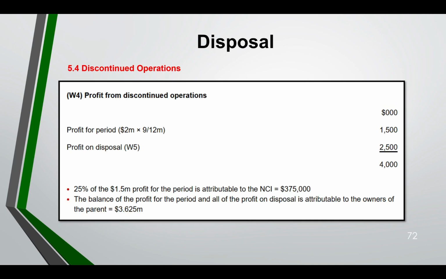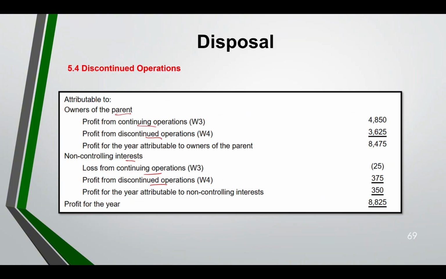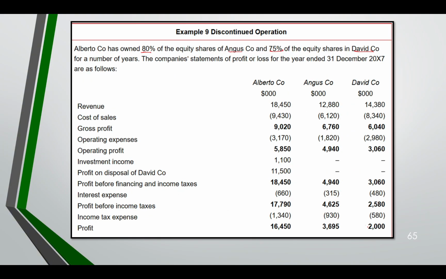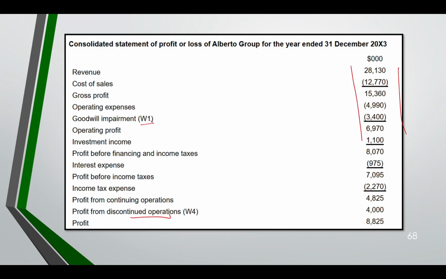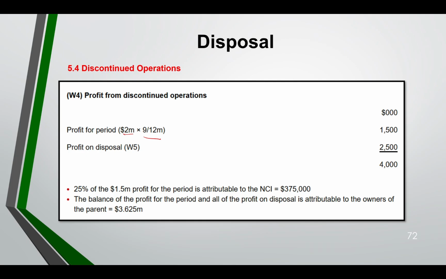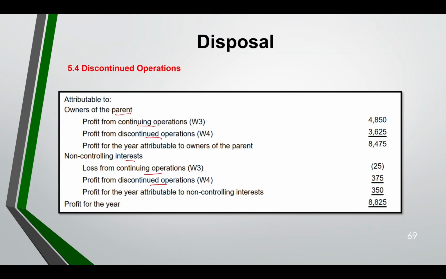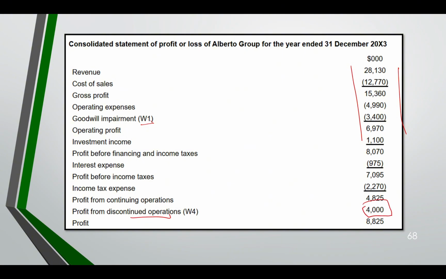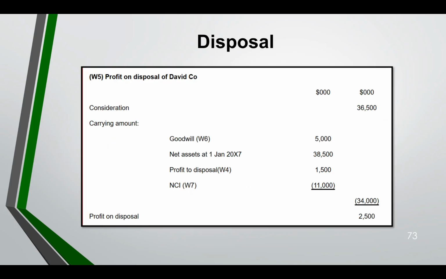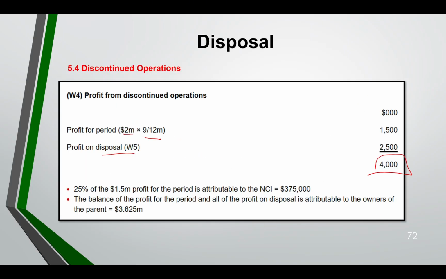working number 4, profit from discontinuing. There are two things here. First, 2 million profit is given from that subsidiary. You only take 9 months because after 9 months you have disposed. That is this 2 million. We have to go back to the question. This 2 million, David, we have disposed entirely. So you have to take it for 9 months. And then when you dispose David, what is that profit? You have to add. This 4,000 will go in your consolidated statement. This 4,000 is this 4,000. Profit from discontinuing operation. Okay. So here, since this is for the period, this 2 million, out of this 25% will go to NCI, which is 375.